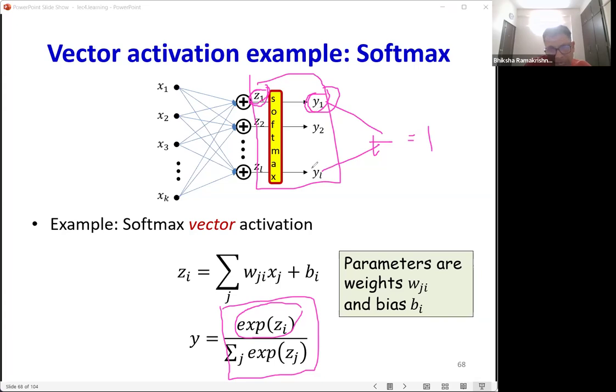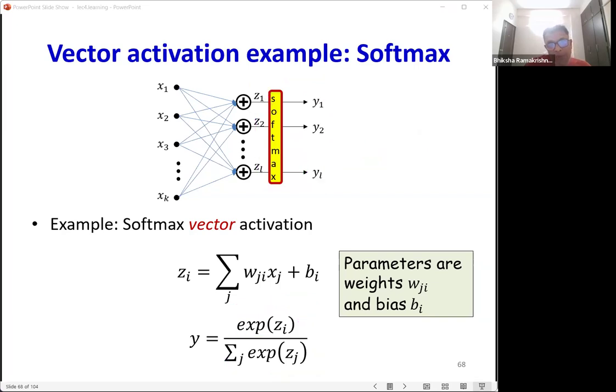Okay. What about this guy? If I increase z1, is this going to increase or decrease? It's going to decrease, right? So the derivative of y1 with respect to z1 is going to be positive. The derivative of y2 with respect to z1 is going to be negative. So changing one z changes all the y's. So this is what I call a vector activation, where you take in a vector of inputs and produce a vector of outputs, where changing any one component can change all of them. Right? This making sense to everybody?